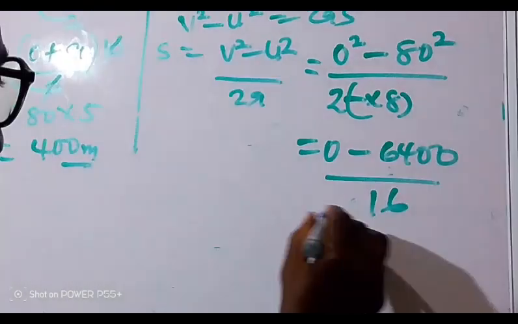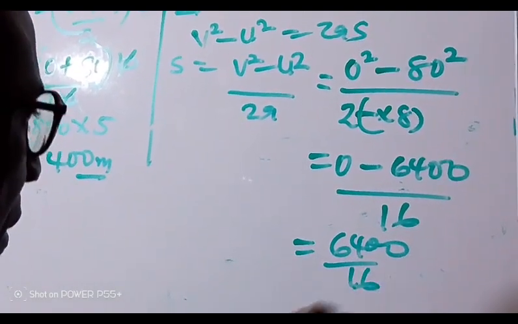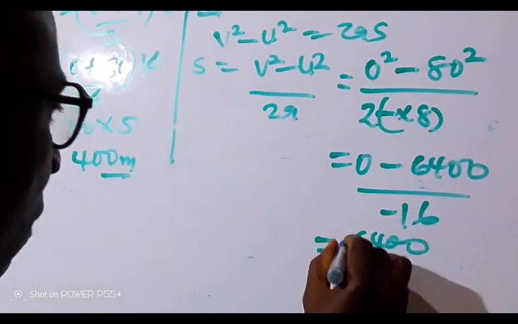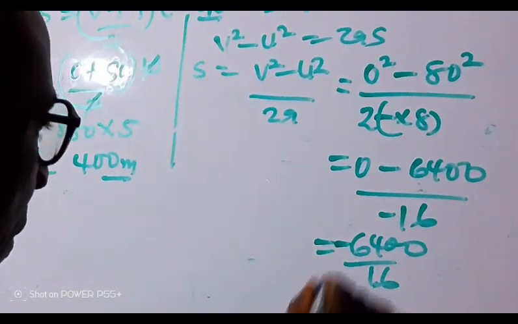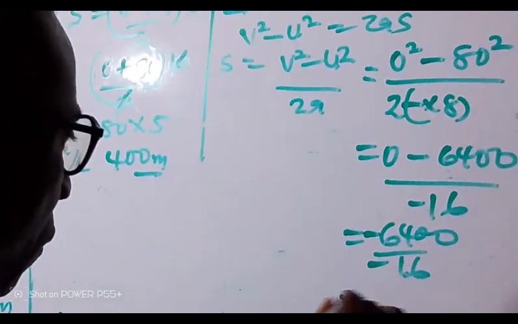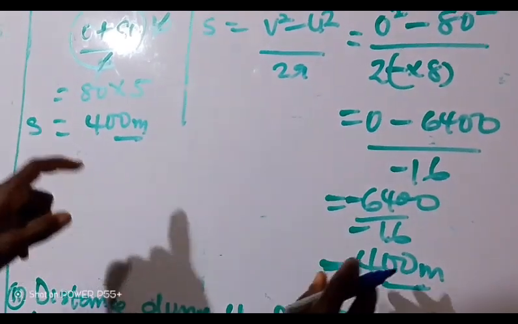And from this one, 6400 divided by 16. That is minus 16. This one also will be minus. So minus will cancel minus. So the answer is 400 meters. So we arrive at the same thing.